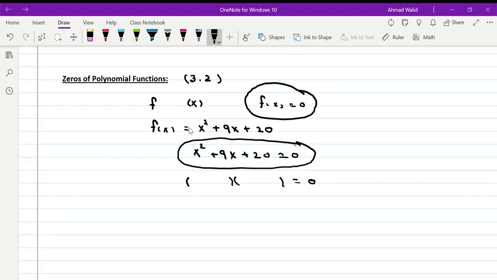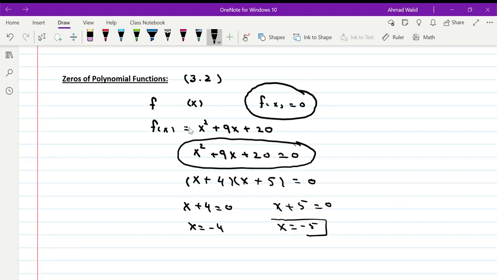Now, if I factor x squared plus 9x plus 20, of course here x and x, I'm looking for two numbers that multiply to give me 20 and add to give me 9. Of course 4 and 5, both of them positive. Now set each parenthesis equal to 0. x plus 4 equals 0 means x equals negative 4. And x plus 5 equals 0, so x equals negative 5.